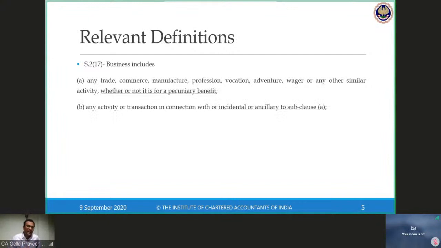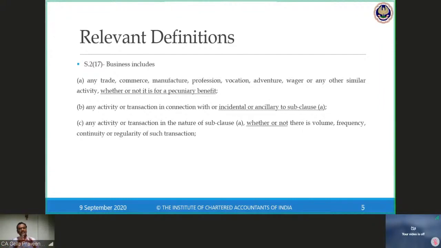Now, let's see. Any activity or transaction in connection with, incidental or ancillary. Last session, one of you asked what is the difference between incidental and ancillary. When we were reading our section 15 subsection 2, there we were talking about something to be included. There one of the friends asked, is there any difference between incidental and ancillary? I would say incidental is a major subset, ancillary is a minor subset. Anything which is directly connected with this particular activity is incidental. Anything which is indirectly connected with this particular clause A is called ancillary.